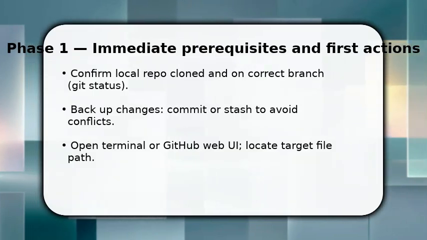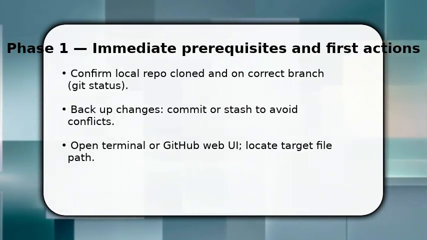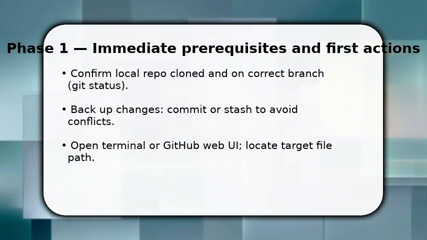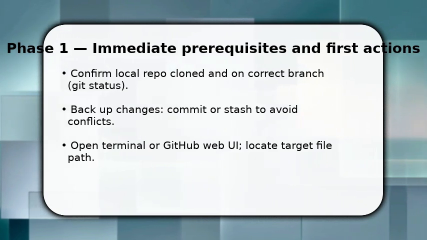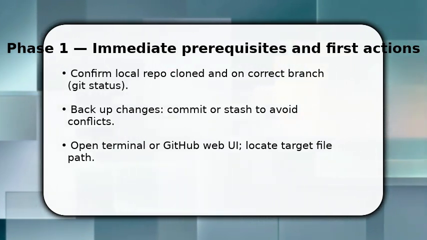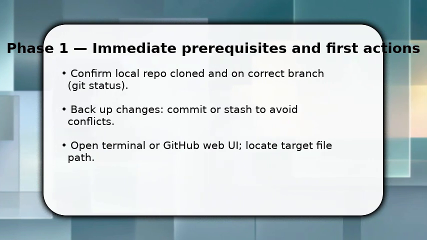You start by making sure you are on the correct branch and that changes are saved. This prevents accidental data loss. Once done, back up uncommitted work with git commit or git stash because renaming touches history.